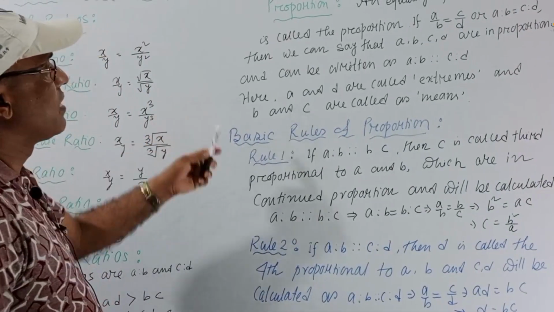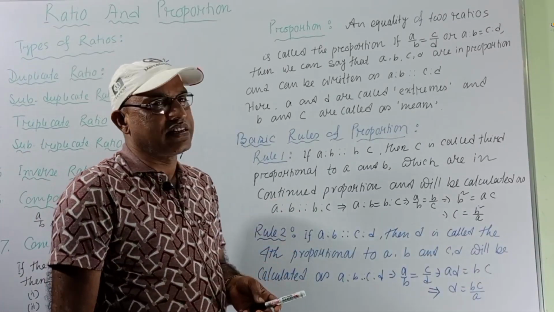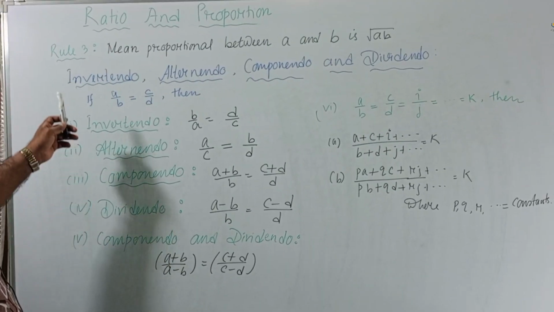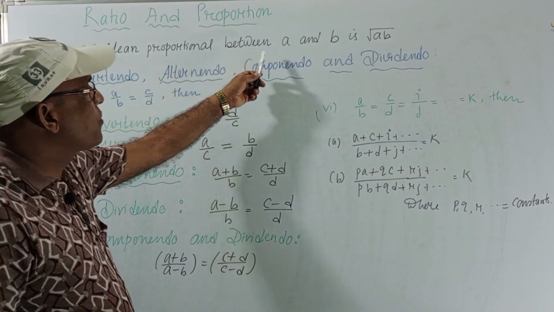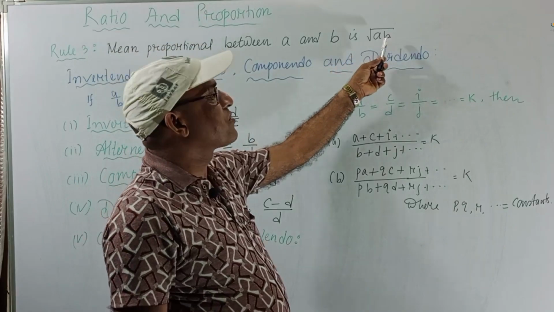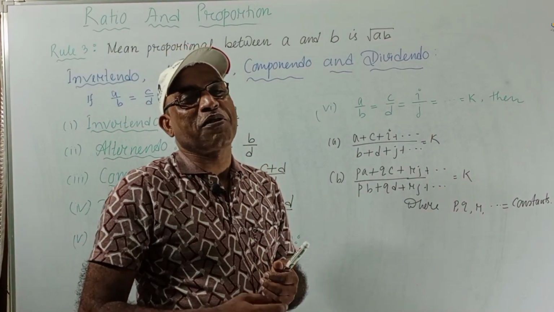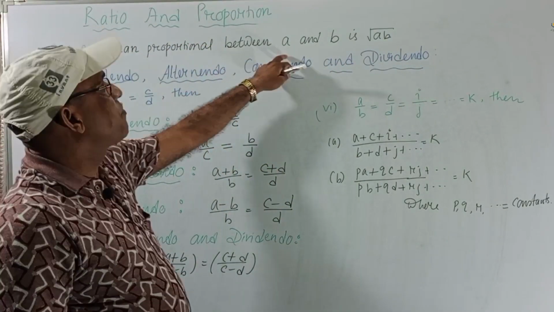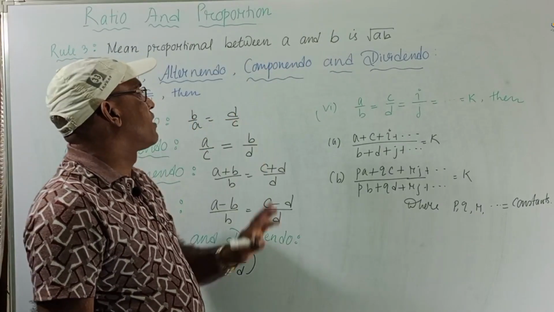These are the definitions. Now we consider the next definition. Number 2: mean proportional between A and B is root over AB. This is the mean proportional. A and B, their mean proportional is root over AB.